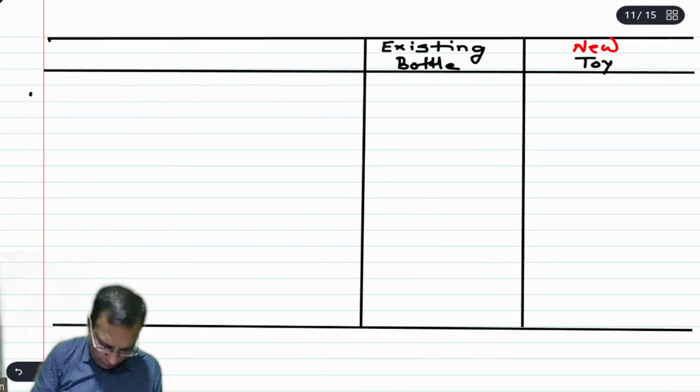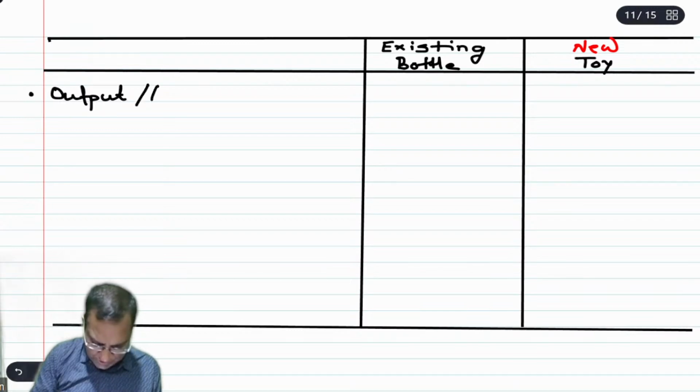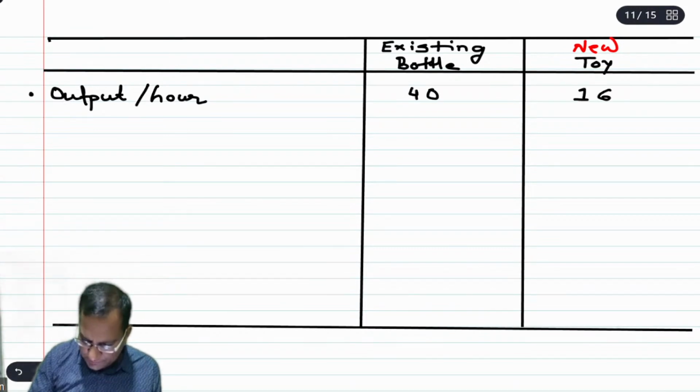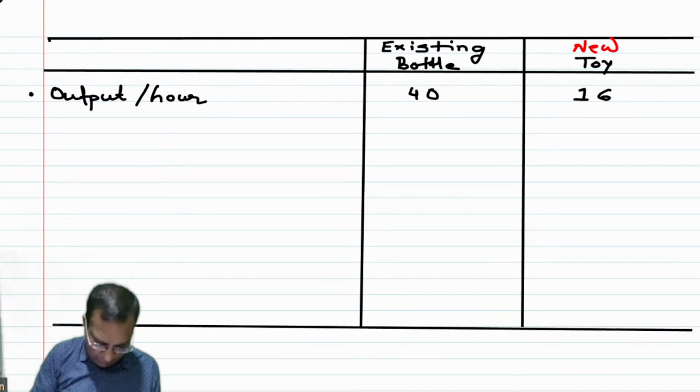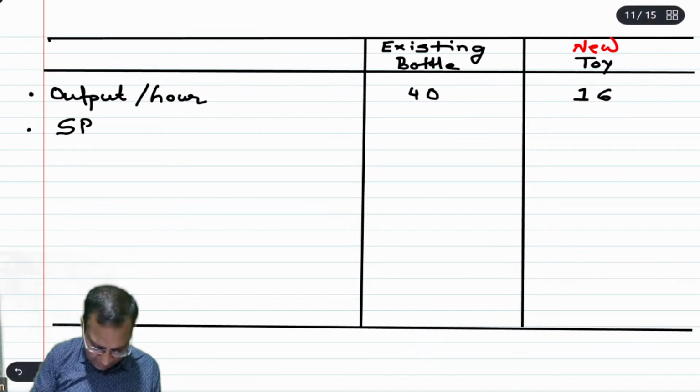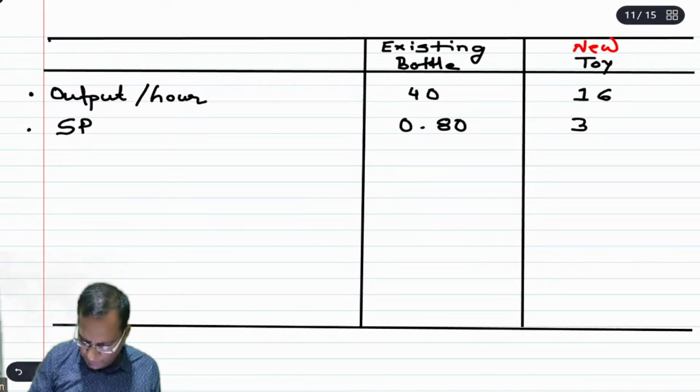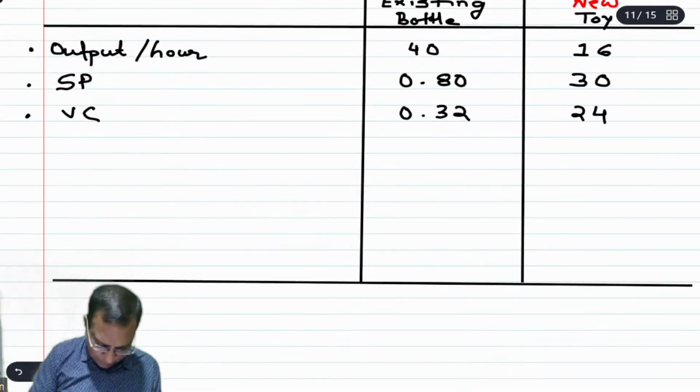First of all, output per hour. If we manufacture the existing bottle, what is the output per hour? It's 40 bottles. While if we manufacture the toy, the output is 16 toys per hour. What is the sale price? It's 80 paise and it's 30 rupees. What is the variable cost given in the question? It's 32 paise and it's 24 rupees. Then we have been given orders.